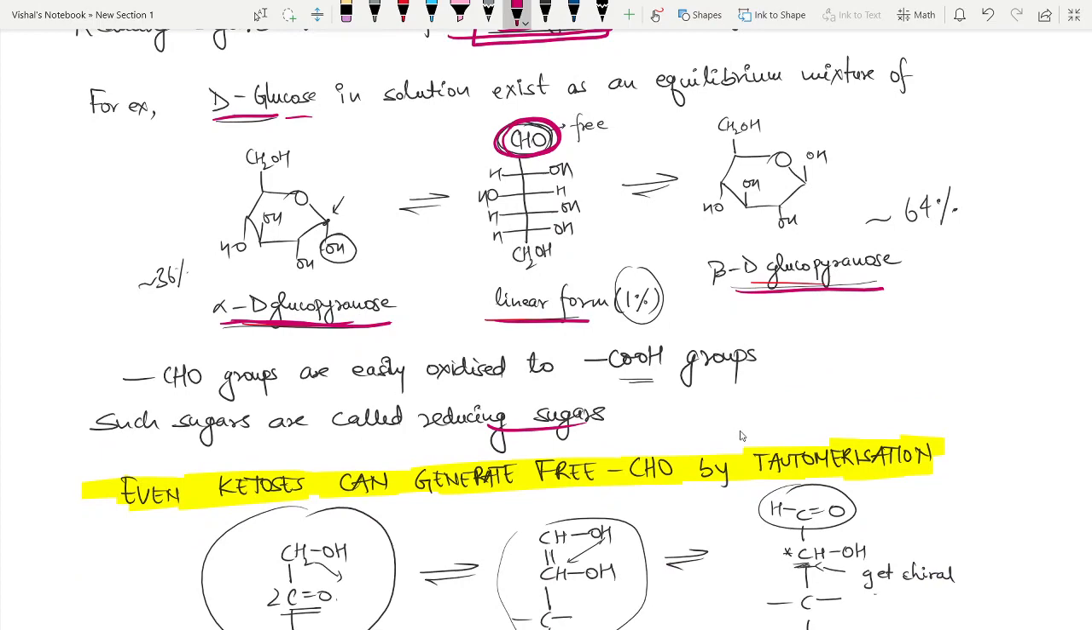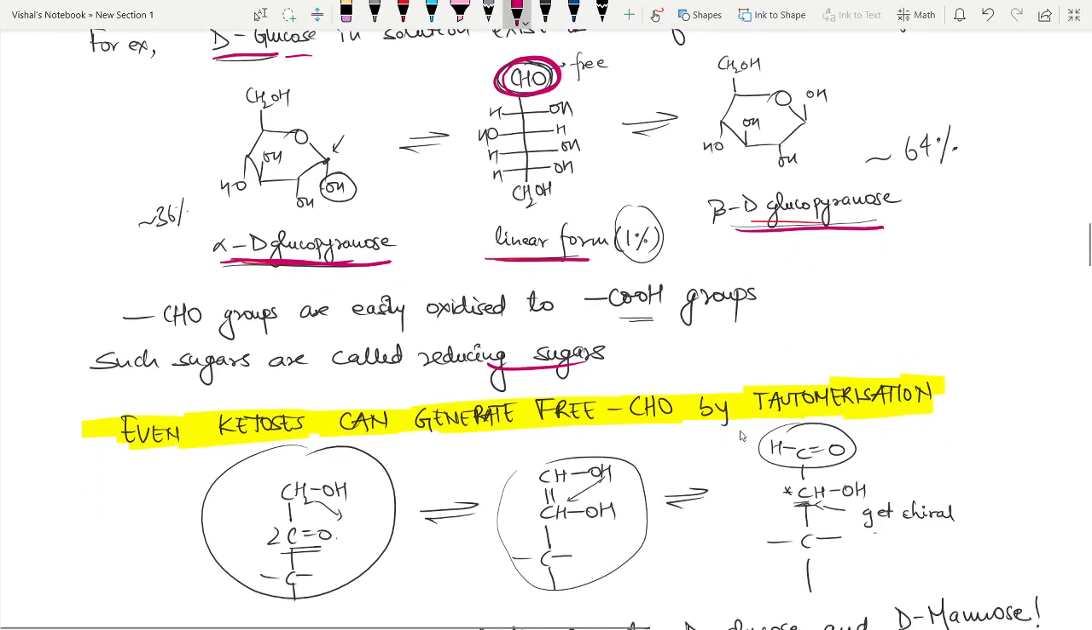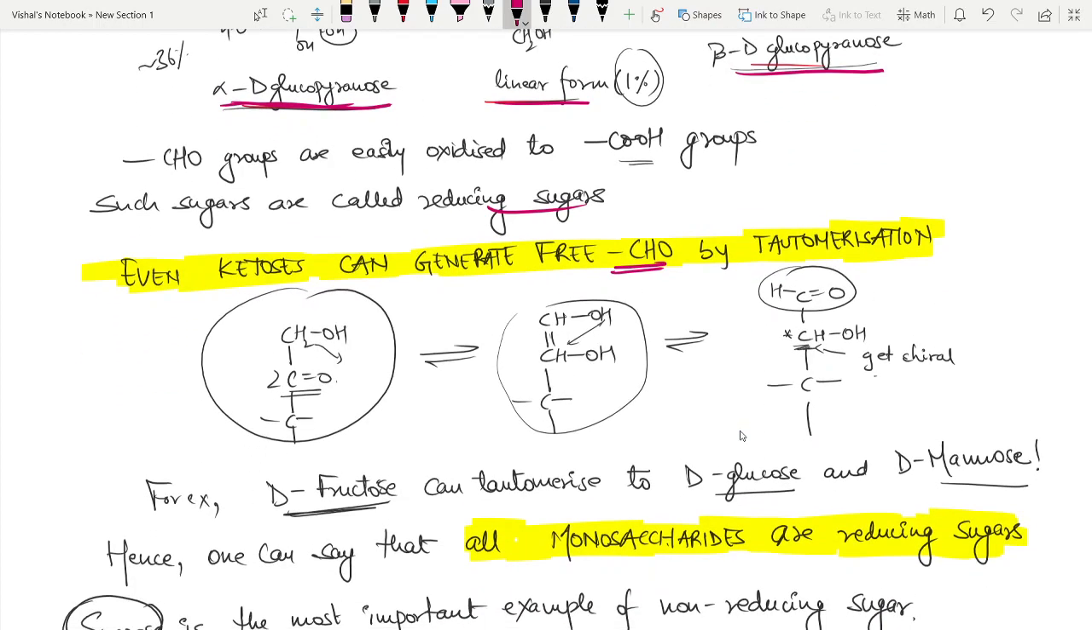But the interesting thing is that the ketoses are also capable of generating a free CHO group by tautomerization. Let's take a look at this. This is the carbon number 1 and this is the carbon number 2 of a ketose. So it has a ketone group here and a primary alcohol group here. So the first tautomerization, I will take an H from here and shift it to here, and then I'll get an enol like this.